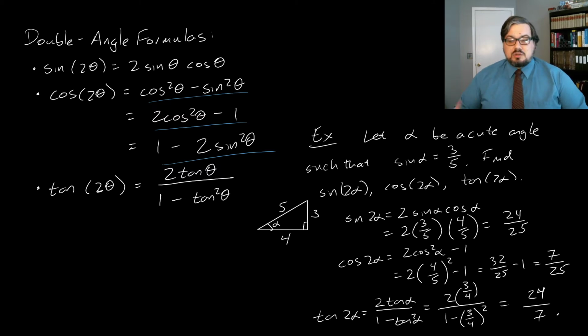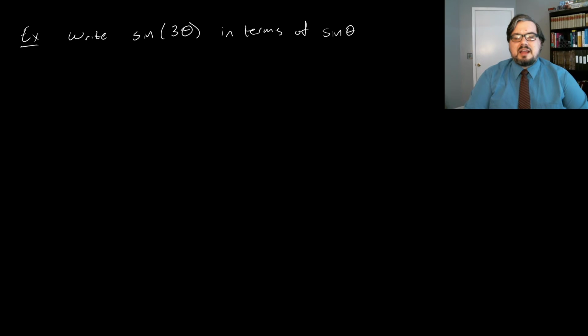So this is one thing that we use the double angle formulas for. Another thing that we use them for, as I alluded to before, is taking expressions that involve multiples of angles and writing them as expressions involving just the single angle inside. So let's take an example. Let's write sine of 3 theta in terms of just sine theta and cosine theta.